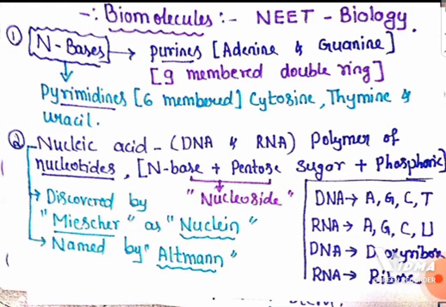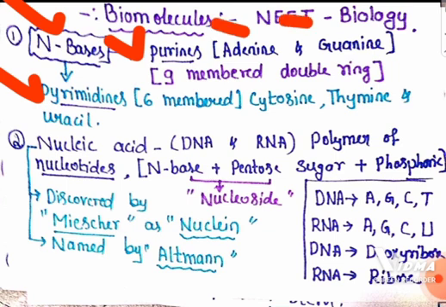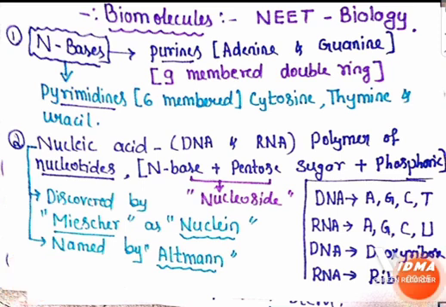Nitrogen bases are of two types, purines and pyrimidines. Two purines we have, adenine and guanine, and three pyrimidines we have, cytosine, thymine and uracil. You must remember here that purines are always double ringed, two rings will be there, whereas pyrimidines are single ringed. Also remember, purines are 9 membered and pyrimidines are 6 membered.